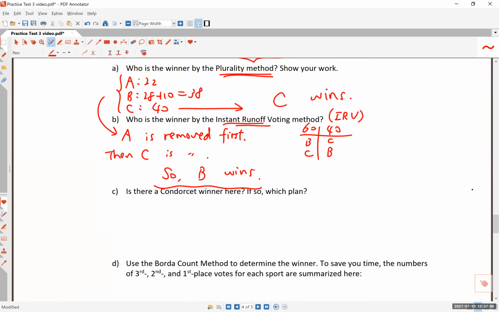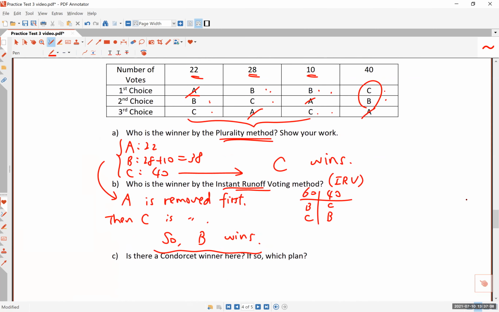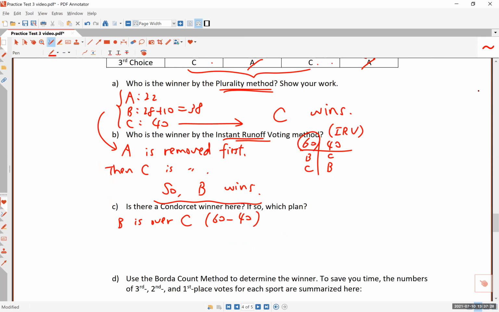C, is there a Condorcet winner here? Okay, so let's look at this. Now, we already established that B beats C. How do we know that? Well, because we forget A, and then we found out 60 people favor B over C, only 40 people favor C over B. So B beats C by 60 to 40.